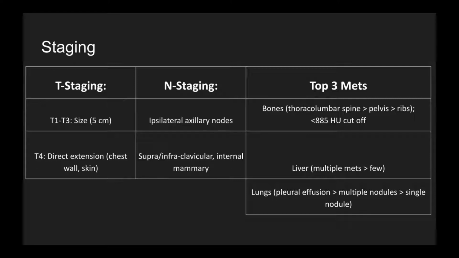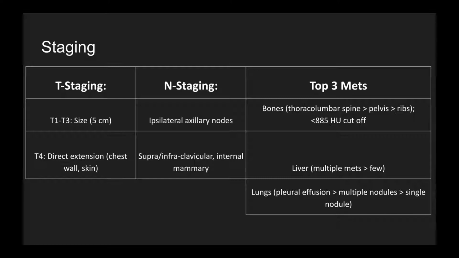So for T staging, I would think about size, which can differentiate between T1 and T3 disease, with 5 centimeters being the cutoff, or looking at direct extension into the chest wall or skin being T4 disease. When looking at lymph nodes, I try to evaluate the ipsilateral axillary lymph nodes to see if there's any abnormal appearing lymph nodes, and then go to the thoracic inlet for any supra or infraclavicular lymphadenopathy, as well as the internal mammary lymph nodes, which follow the internal mammary vessels, as we'll show later.